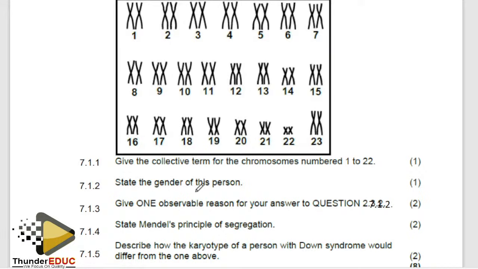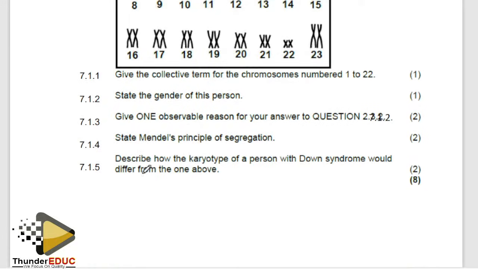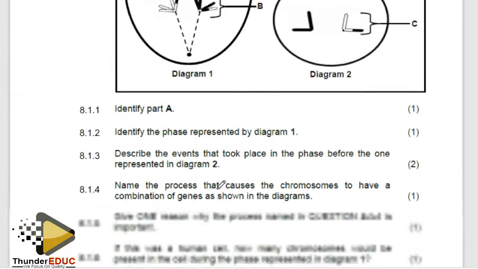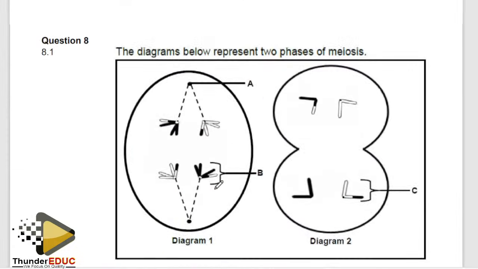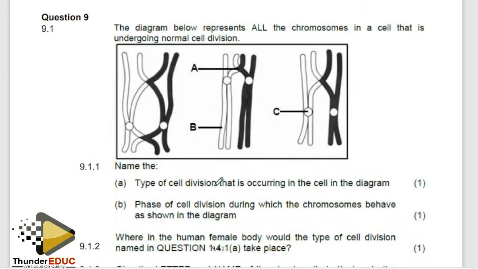Give the collective name, give the gender, name the observable reason, the result of segregation, and describe the character type. Down syndrome will result differently. Okay, sure. That's not what I want. Yes, here. Look at that diagram, guys.